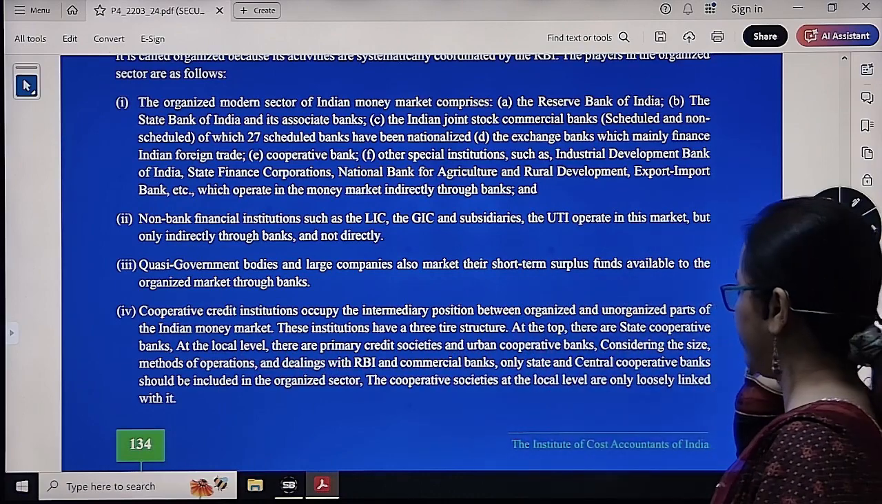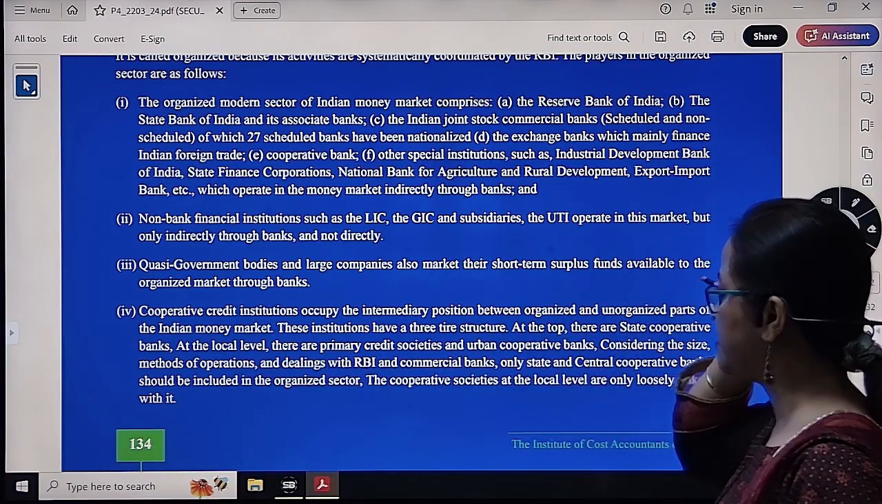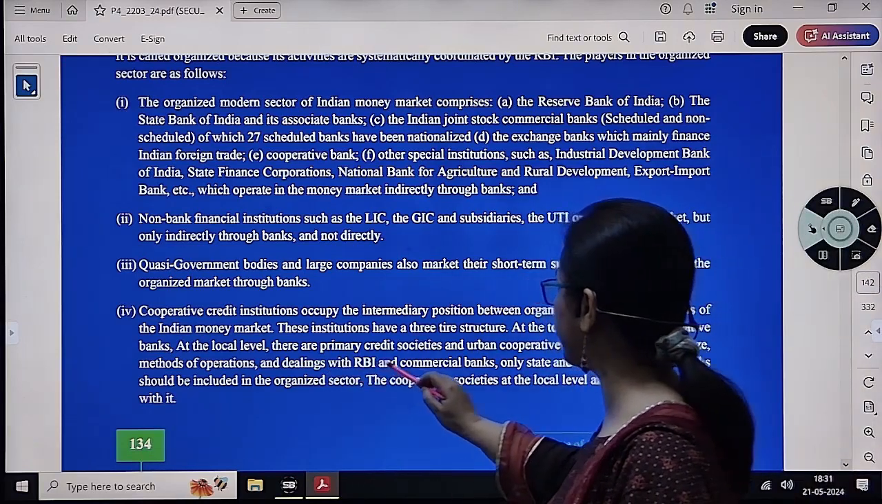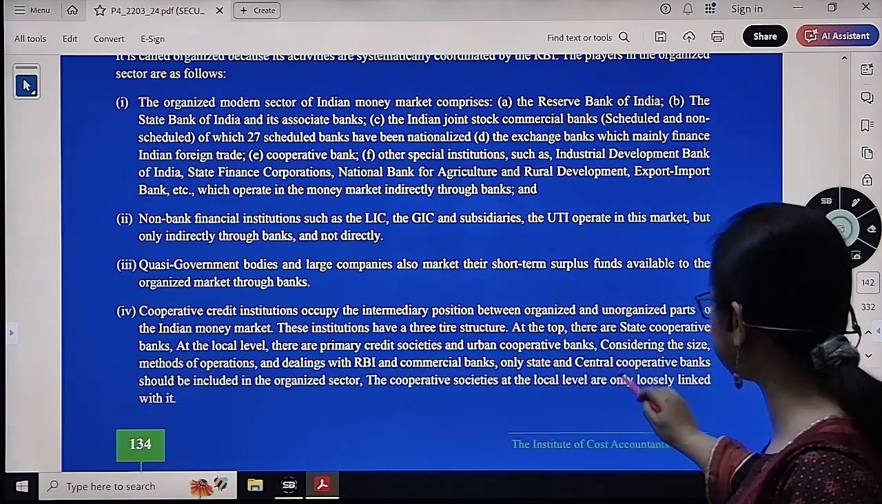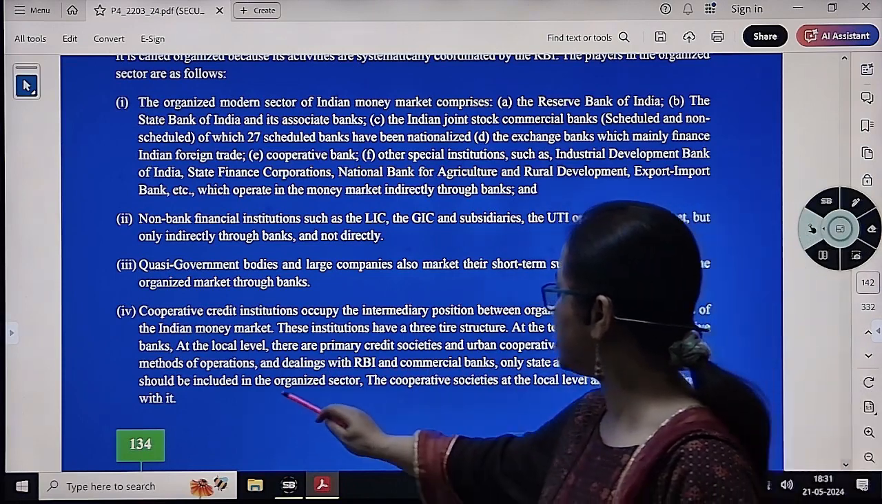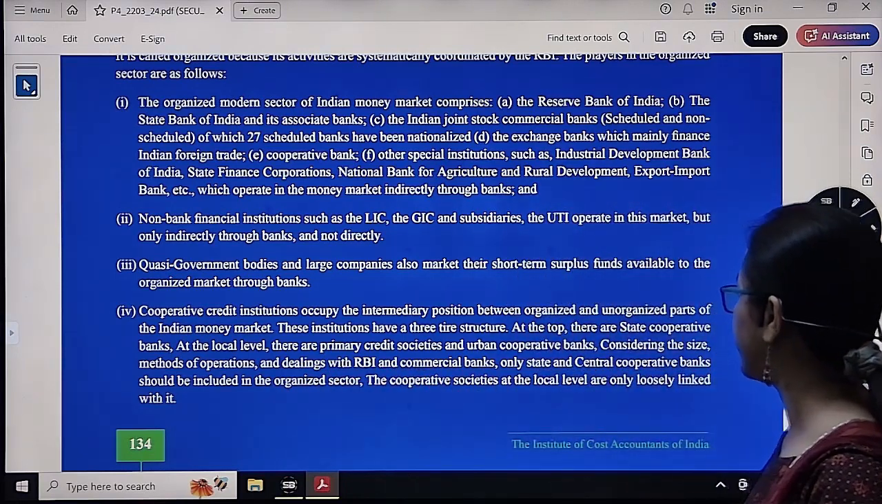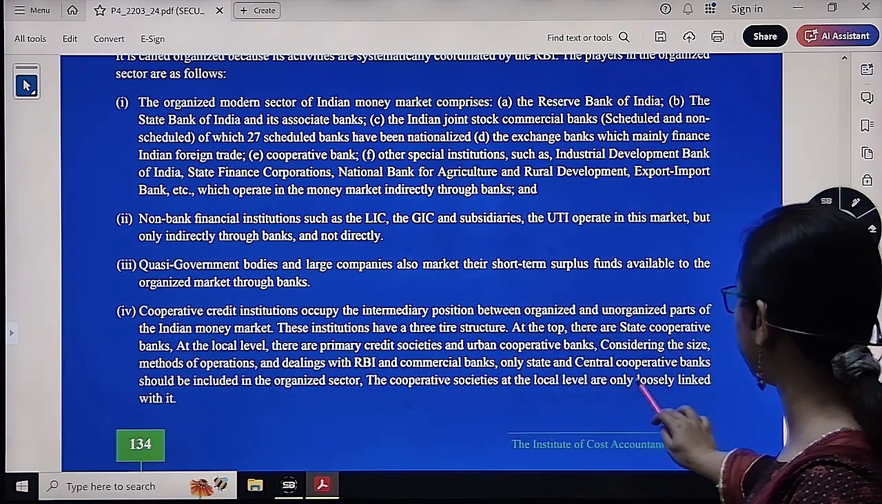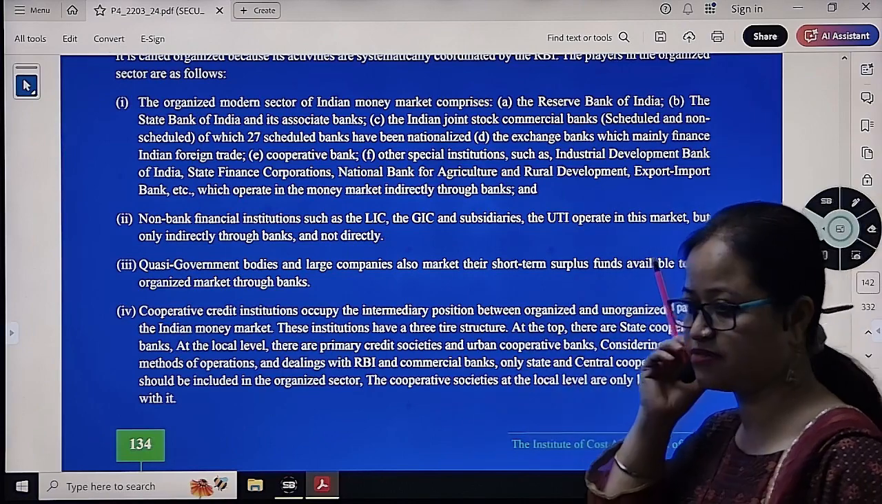So underline all this. Okay. So considering the size, methods of operations and dealing with RBI and commercial banks, only state and central cooperative banks should be included in the organized sector. The cooperative societies at the local level are only loosely linked with it.